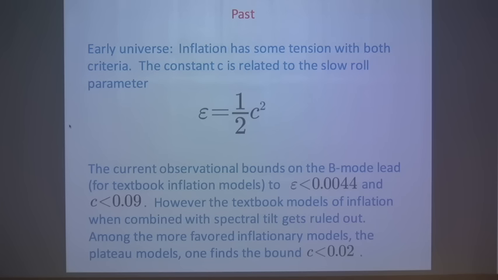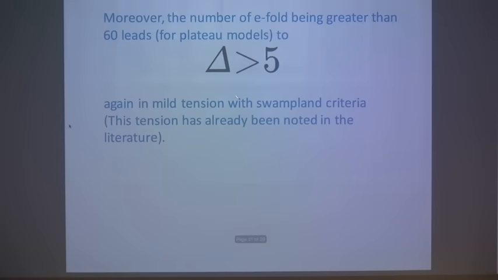Well, you could say this is an order 1 number or not, I leave that to your judgment, but at any rate, this number is getting to be a little small compared to the examples at least I showed. Moreover, the number of e-folds being greater than 60 leads to delta bigger than 5, again in these plateau models. Again, a little too big for comfort. This is not strictly a problem, but it sounds like a potential issue coming up.